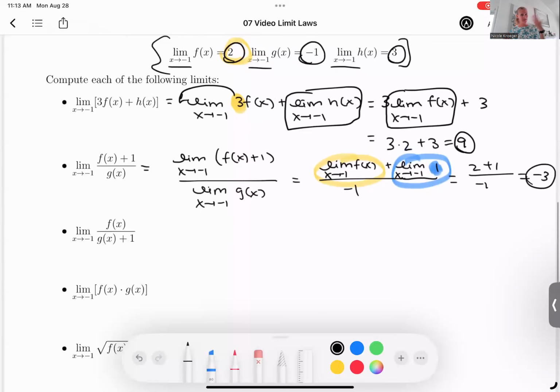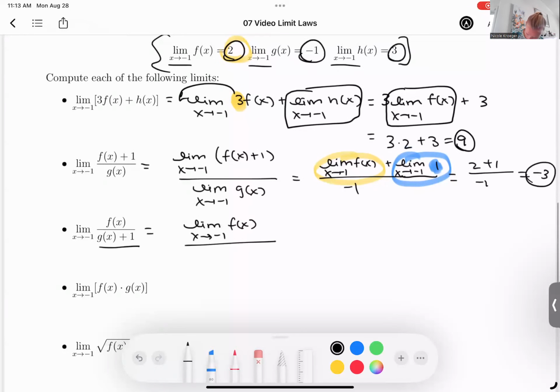Okay, so we're going to keep going. Once again, we can divide the division up. So I have the limit as x approaches -1 of f(x). I'm going to be lazy and skip one step here. I'm going to divide here, but I have addition, so I'm going to use limit law number 1 on that addition as well. So I have the limit as x approaches -1 of g(x) plus the limit as x approaches -1 of 1.